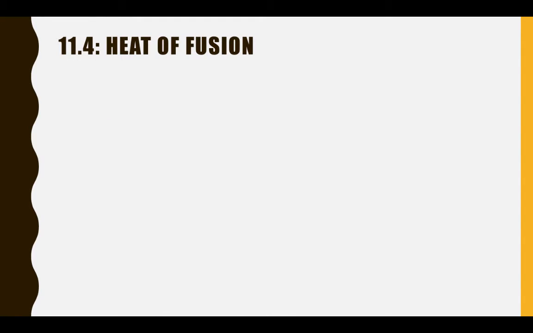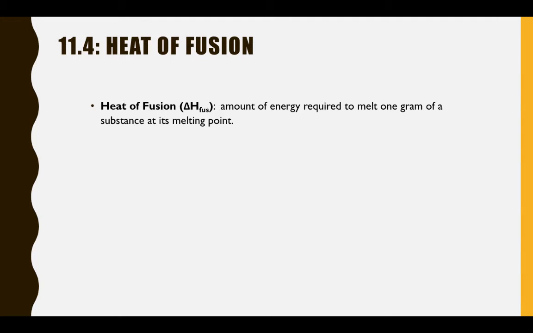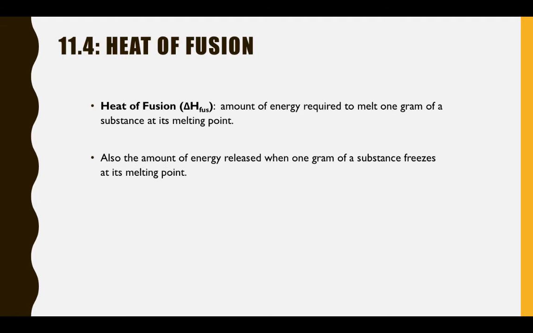We can quantify these changes as well. Let's look first at heat of fusion. Heat of fusion describes the amount of energy required to melt 1 gram of a substance at its melting point. It's also the amount of energy released when 1 gram of a substance freezes at its melting point. Notice energy is absorbed when we're moving particles farther away to melt the substance, but energy is released when particles are moving closer together to freeze the substance. The heat of fusion of water is 334 joules per gram. Again, every substance has its own heat of fusion, and you'll always be given these values.